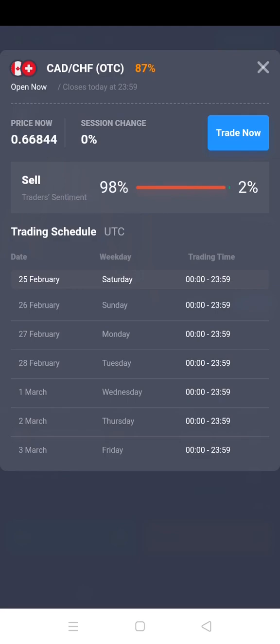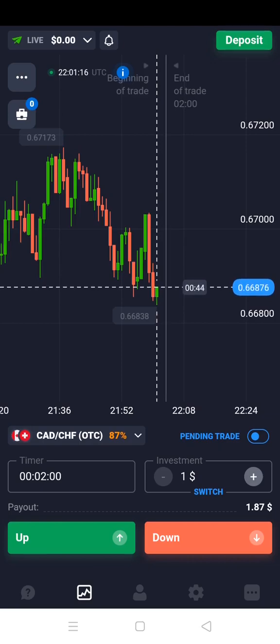Okay, so basically that's it. Over here, they say trade now. If you go there, it will take you straight to the chart, which is CAD/CHF. All right, but we are not going to do that.